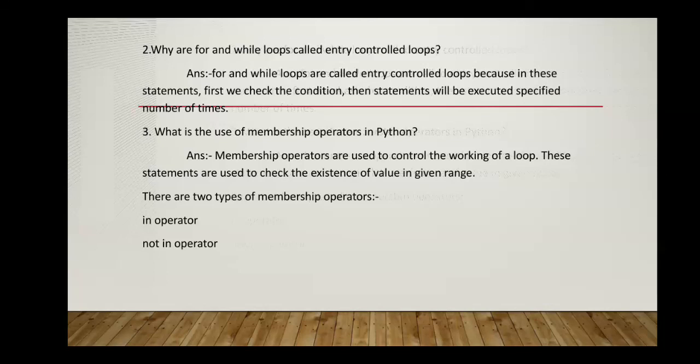Now the second question. Why are for and while loops called the entry control loops? For and while loops are called entry control loops because in these statements, first we check the condition, then the statement will be executed a specified number of times. And when we execute the statement and check the condition later, that is called exit control loop.